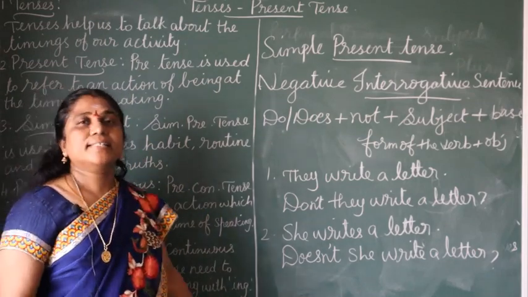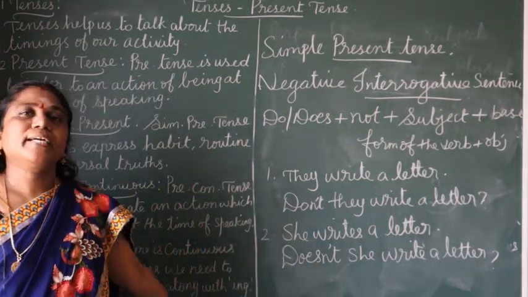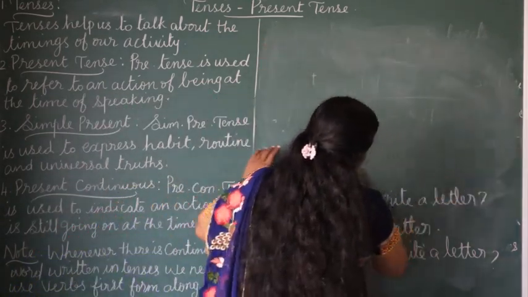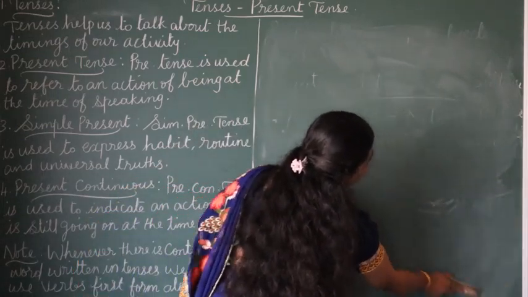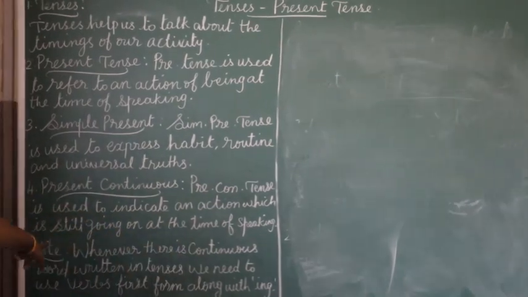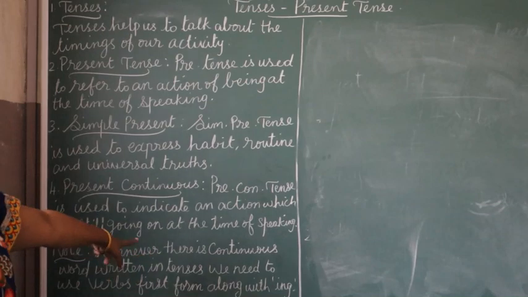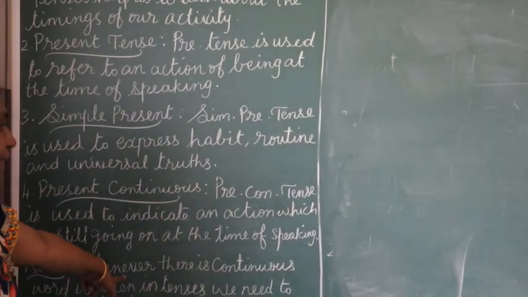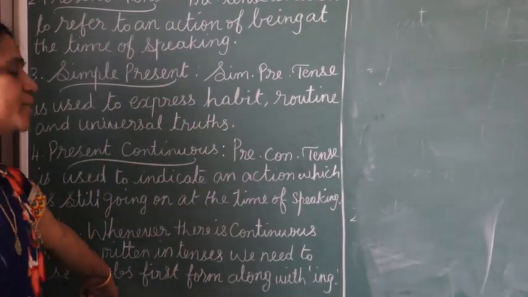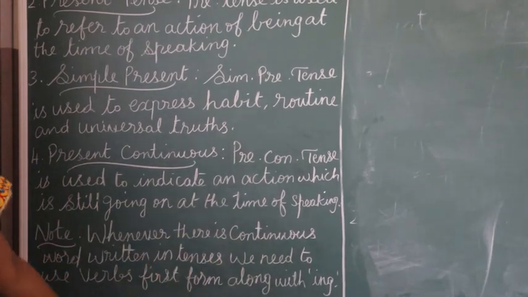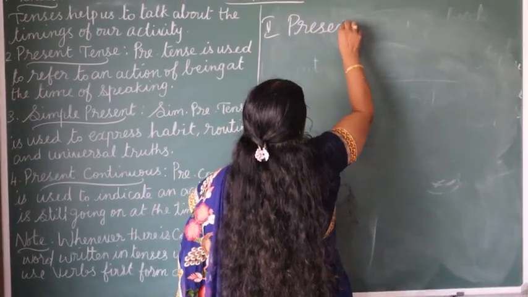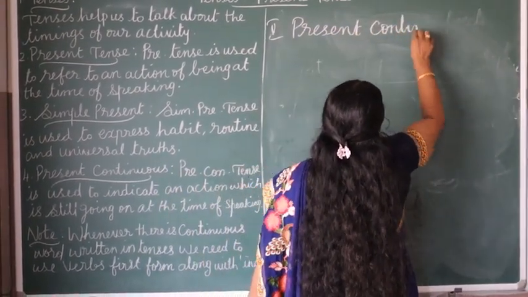Then we focus on the present continuous. Present continuous is used to indicate an action which is still going on at the time of speaking. Okay. Note, whenever there is the word continuous written in the tenses, we should use the verb's first form along with ing. Okay. So next, second one, present continuous.